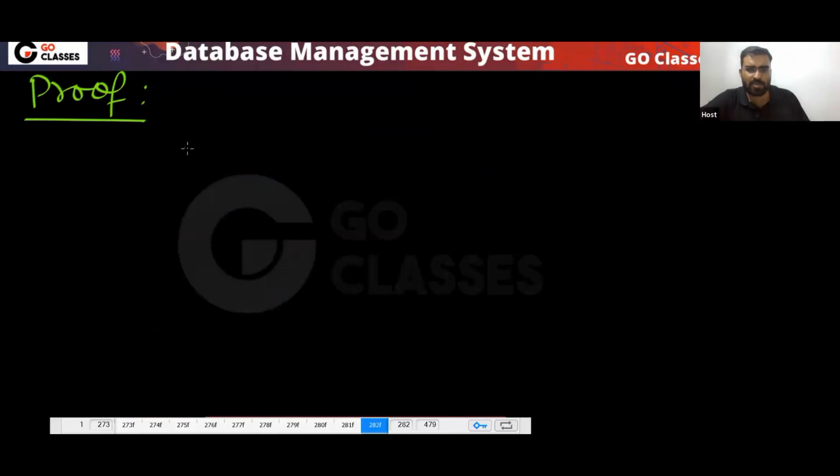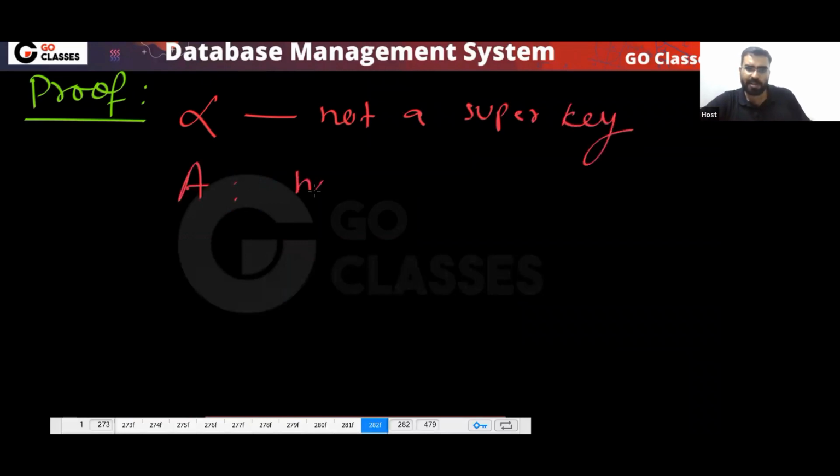See, if you have this type of situation, let's assume that this alpha is not a super key. Let's assume this A is a non-prime attribute.